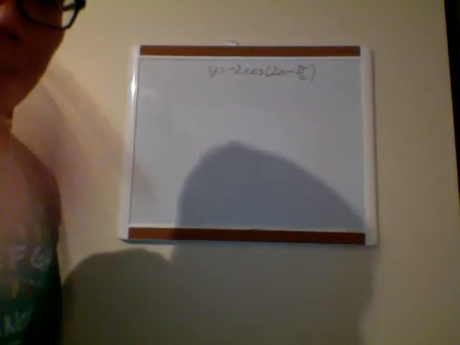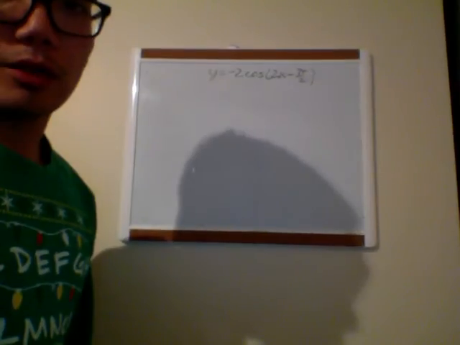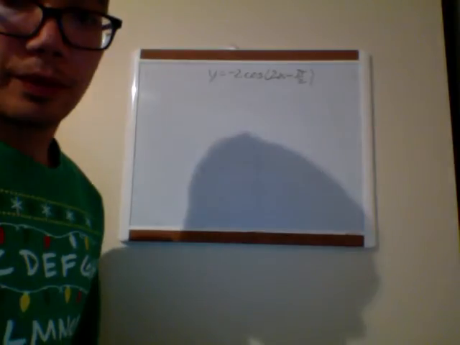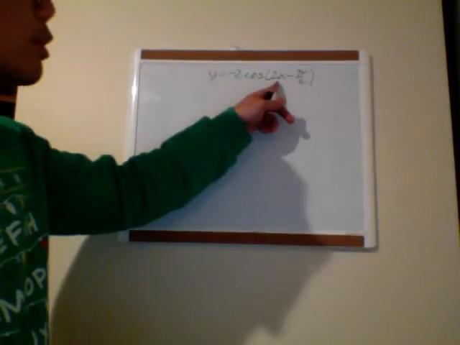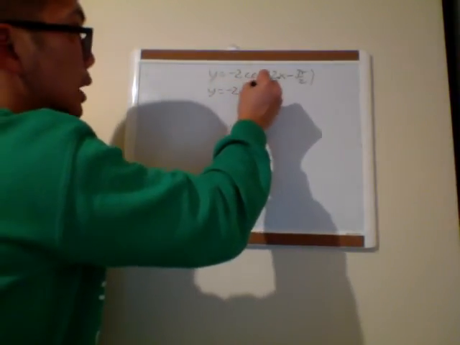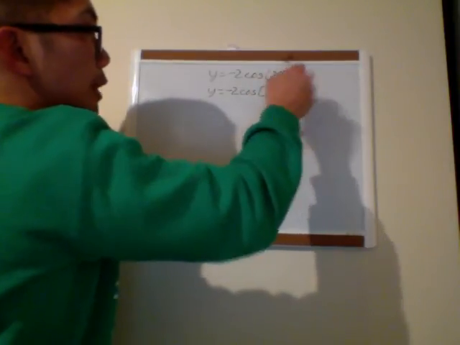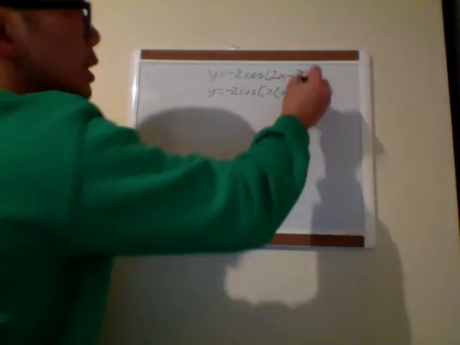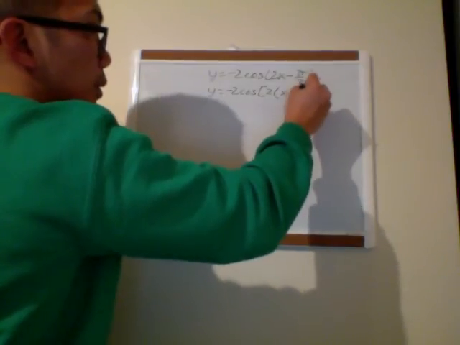Okay. Now remember, when we have these problems, what we need to do is make sure the coefficient for the x is 1. There's a 2 out here, so I'm going to factor out the 2. So this becomes y is equal to -2 cosine 2, and then in parentheses, x. Now, if I factor out a 2 from pi over 2, I'm really dividing pi over 2 by 2. So this becomes pi over 4.